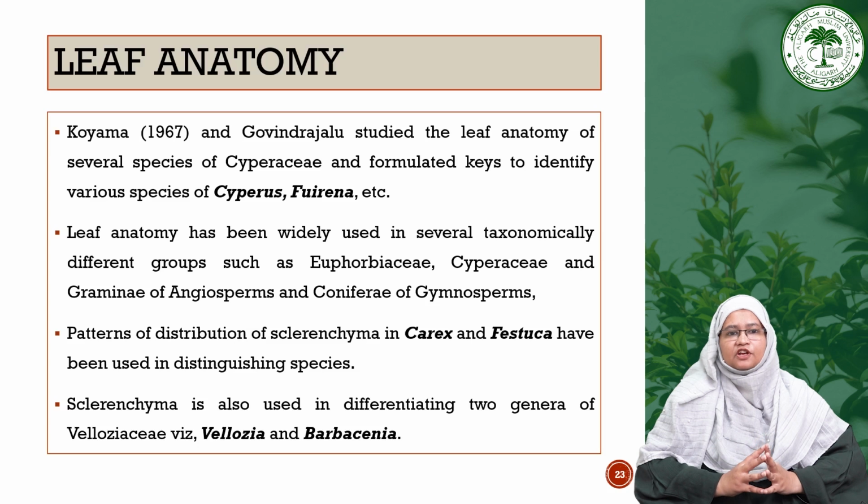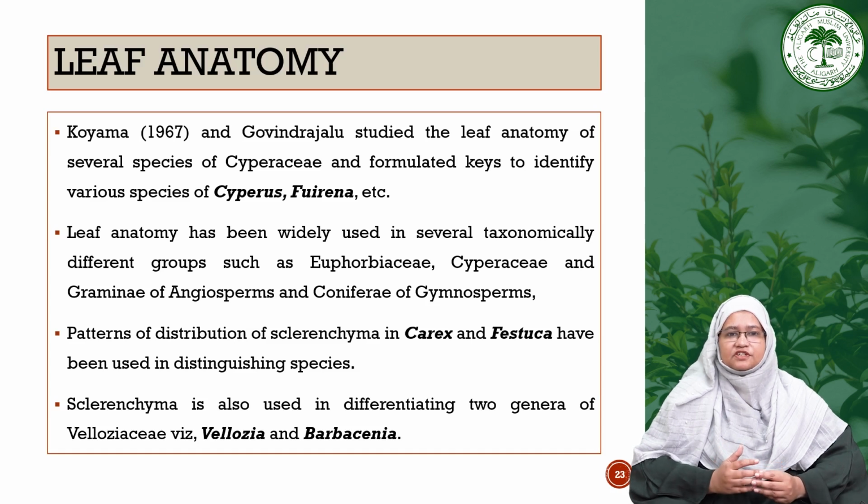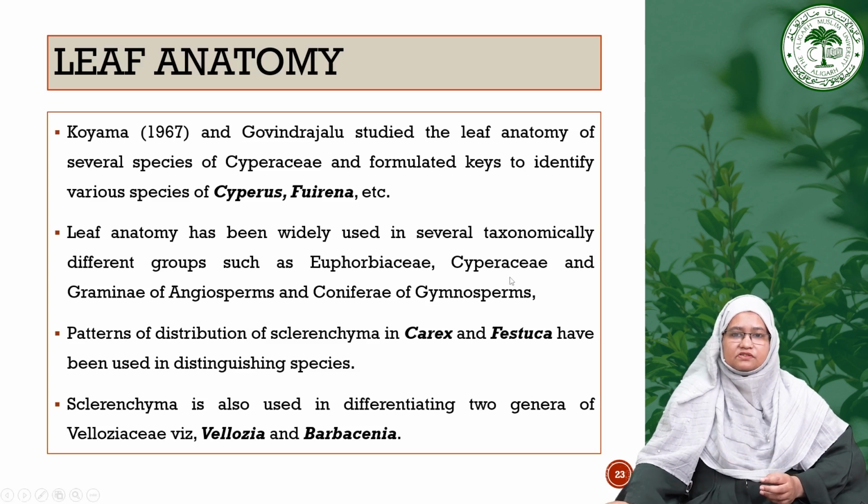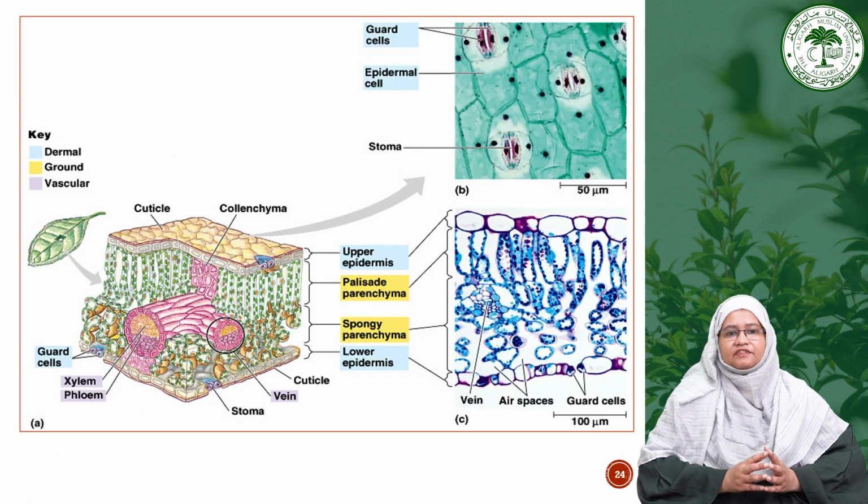If we see the leaf anatomy, Koyama and Govindarajalu studied the leaf anatomy of several species of Cyperaceae and formulated keys to identify the various species of Cyperus and Fimbristylis. Leaf anatomy has been widely used in several taxonomic groups such as the Euphorbiaceae, Cyperaceae, and Gramineae of angiosperms and Coniferae of gymnosperms. The patterns of distribution of sclerenchyma in Carex and Festuca have been used to distinguish the species. Sclerenchyma is also used in differentiating two genera of Velloziaceae. So as you can see, the leaf anatomy is very important.